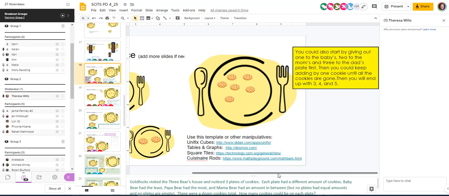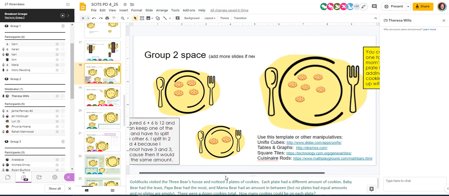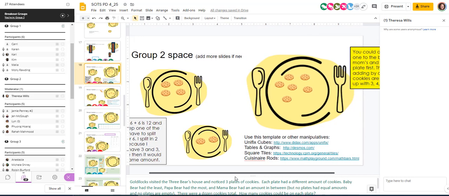So there's 2 ways that you all found that these plates could be arranged. Are there any other ways? Well, another way we could do it is that baby has 1, the mom has 2, and the rest goes to dad as long as they're not equal.